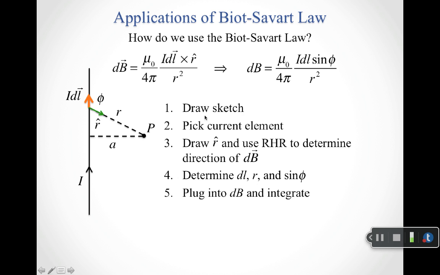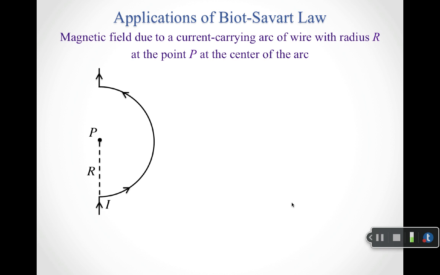So the process is: we'll draw a sketch, pick a current element, and draw in r hat. Again, r hat is the unit vector that points from your current element towards the point P. We'll use a right-hand rule to determine the direction of dB. Then we'll figure out what these three terms are, plug them into the magnitude, and integrate from our initial point to our final point.